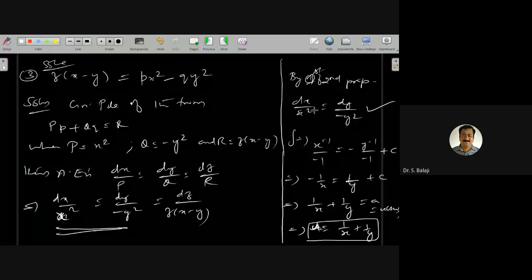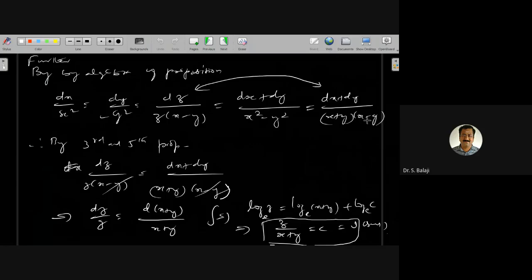In this problem, we have adopted variables separable. One solution is by variables separable. Another solution is based on the algebra proportion. With the help of that, we are identifying another independent solution, z by (x plus y) equal to v, say.